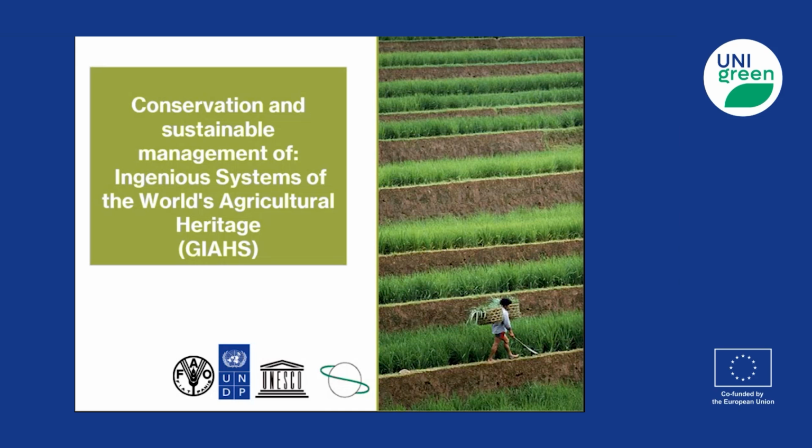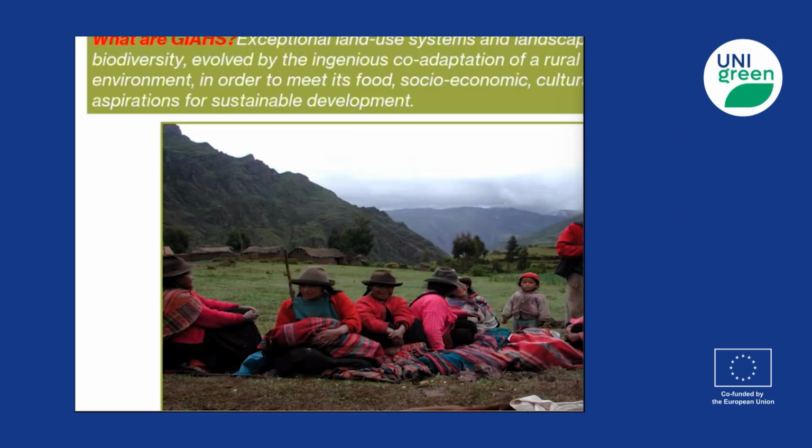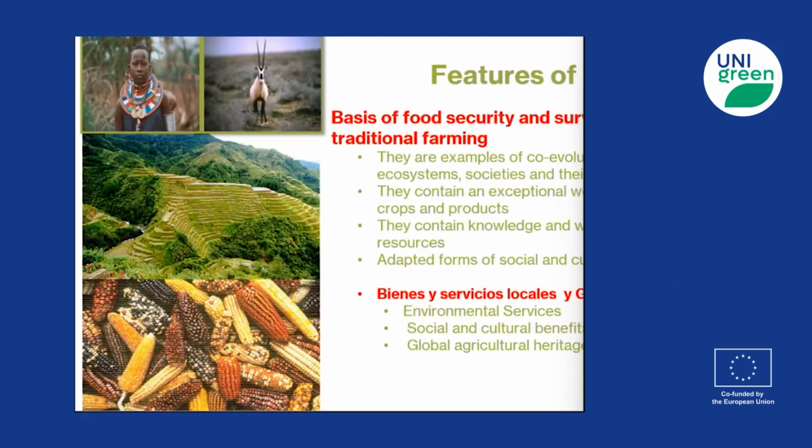It's very important that it's a center of origin, because GIAHS are exceptional land use systems and landscapes with rich biodiversity, evolved with the indigenous people, the co-evolution with nature. So genetic diversity is so important, but also the management of the landscape. And also it's very important how they manage these landscapes in terms of communal services. So the features of GIAHS are mainly that they are examples of evolution in harmony with ecosystem, society, and culture. So for that reason, it's so important to have centers of origin, but also people that know about these varieties.